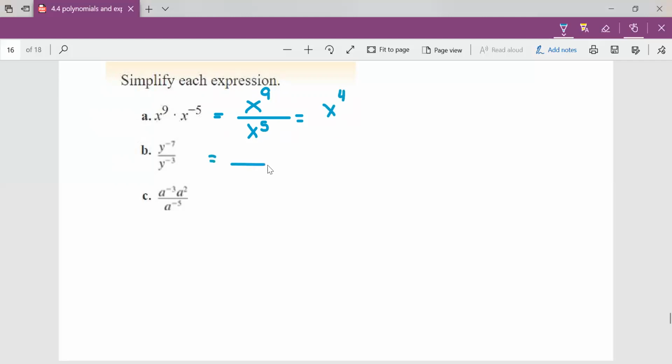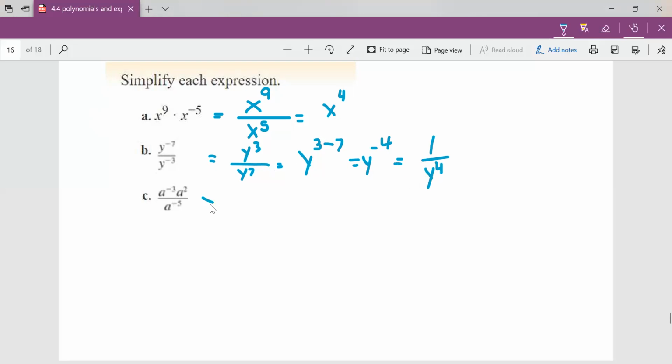Okay. Next one. Y to the negative 7. I need to move it to the bottom to make it positive. Y to the negative 3 has to move to the top because we have to switch to make a positive. All right. Now remember, we can simplify this because they have the same base. So the rule is going to be, I'm going to write this one out because it's a little trickier, 3 minus 7, which is going to be y to the negative 4. But that's not good because that's a negative exponent. So how do we turn that negative exponent positive? We're going to have 1 over y to the positive 4. And there's a couple other ways you could go about doing this one, but that's just one way.